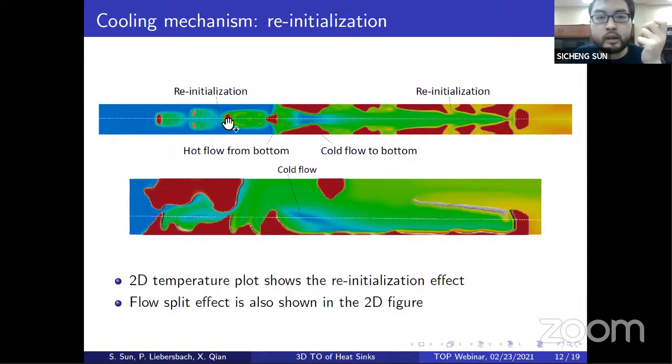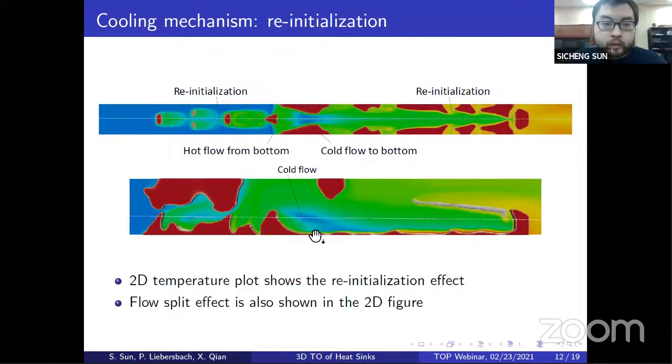Otherwise, if this green meets the solid fin, it will turn yellow and dark orange, which means the temperature is getting higher and higher. Because of this reinitialization, the temperature will be kept at a low temperature.